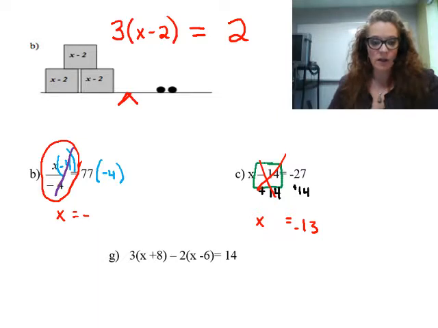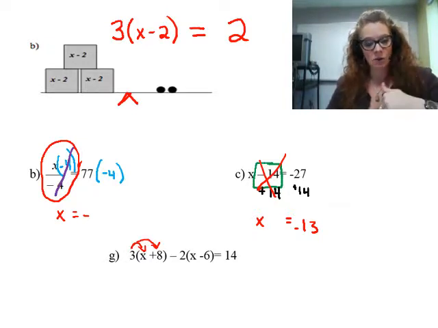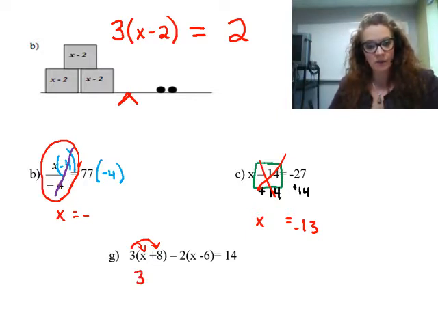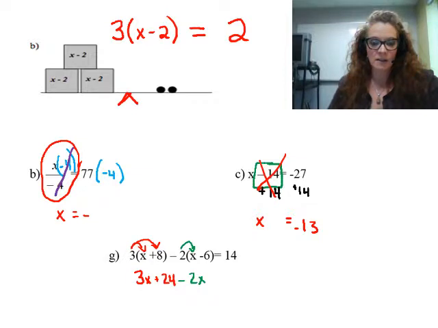In this last example, you have to use distributive property. So the 3 has to go with the x, and it also has to visit with the 8. So what is 3 times x? 3x. What is 3 times 8? 24. And then we can do this next chunk. The 2, because the brackets mean multiply, that means the 2 is going to be multiplied by everything inside, starting with the x, so minus 2x, and negative 2 times negative 6 is plus 12, our equal sign, and our 14.